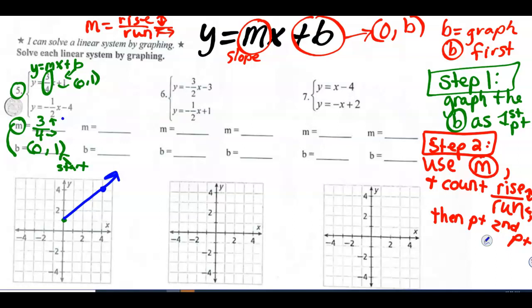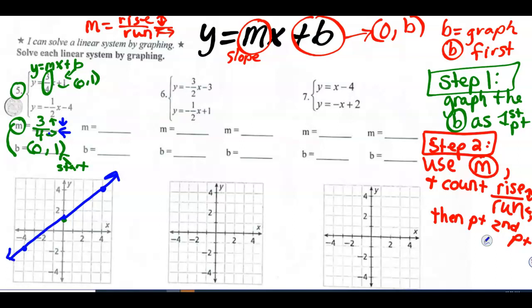So instead of going up, I can go down. Instead of going right, I can also go left. That takes me the other way on my line. So let's just look. We go down 3, 1, 2, 3, and I go left 4, 1, 2, 3, 4. Does that make sense? Does it look like I'm making a straight line? Yep. That's how you graph in slope-intercept form.